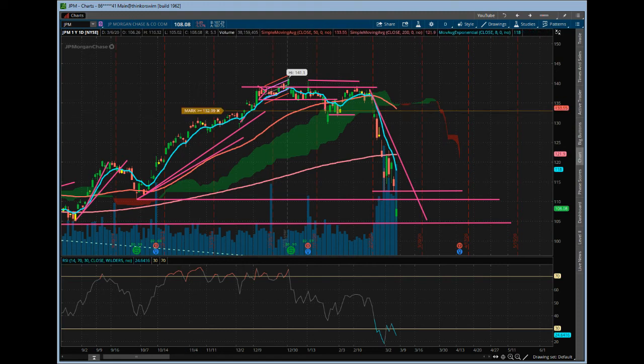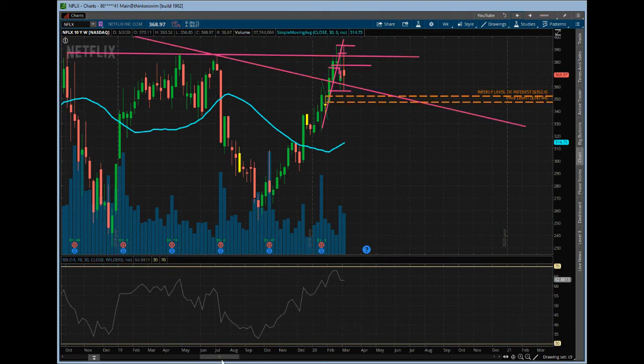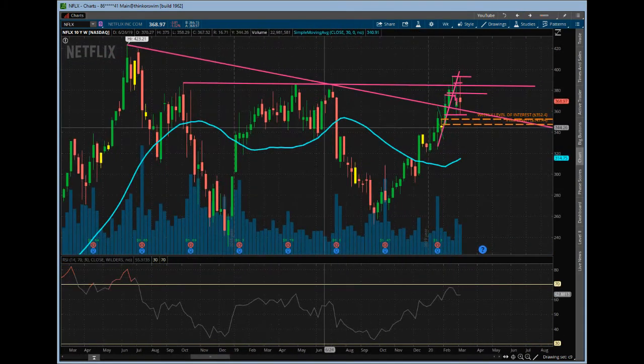AMD, what's going on? Netflix. Yeah, so Netflix has been very, very interesting, right? The last couple of weeks it has shown some relative strength with the market. It's had some big moves intraday, right? But on the weekly chart right here, we just had to be careful. Here's your resistance. So we've been waiting for this weekly chart to break out above this level with some good volume. It just hasn't done it.